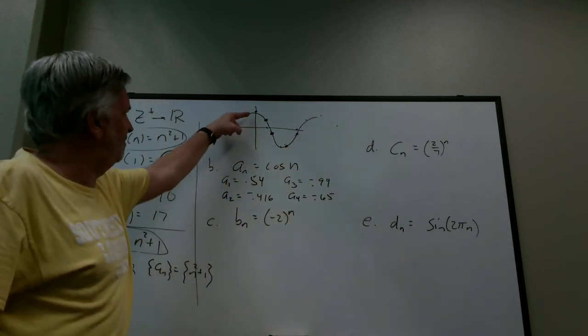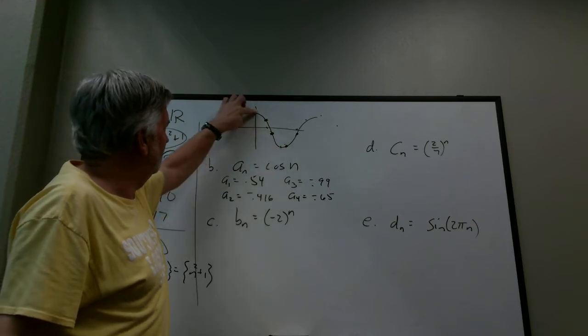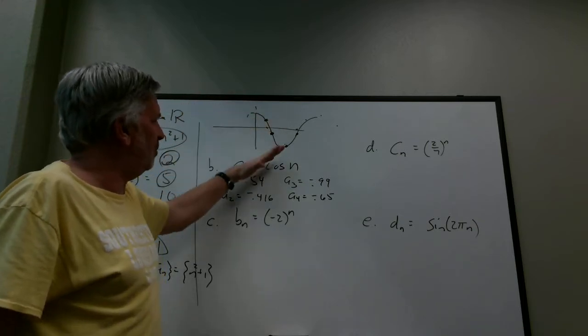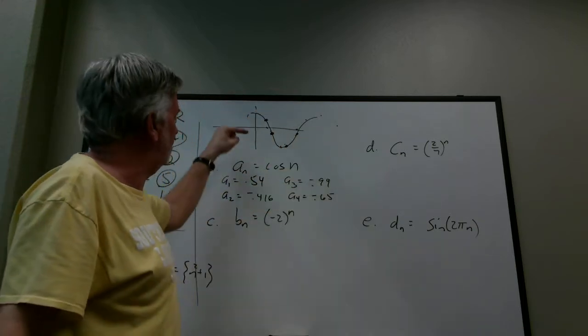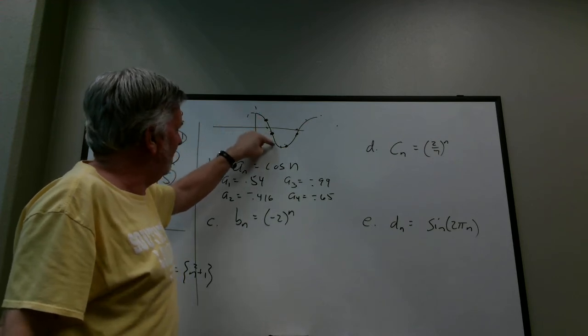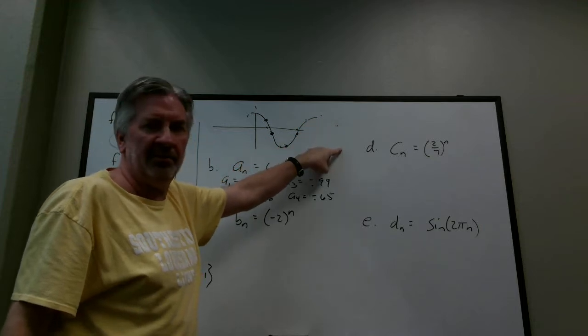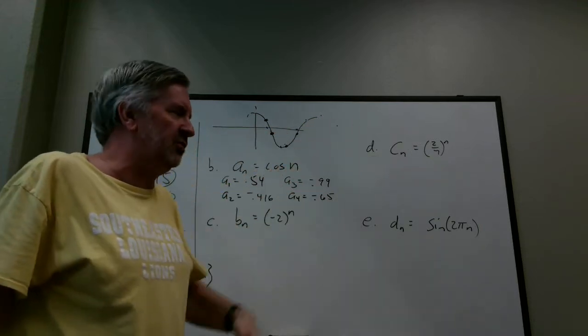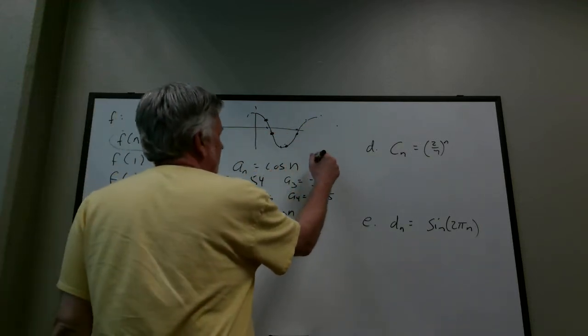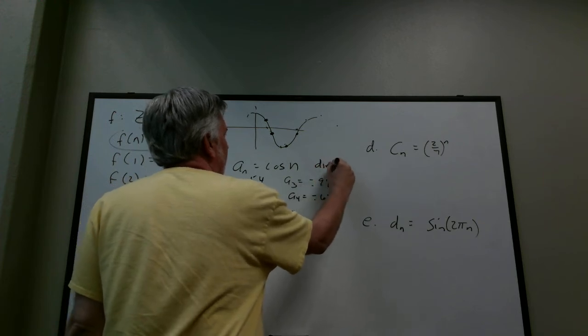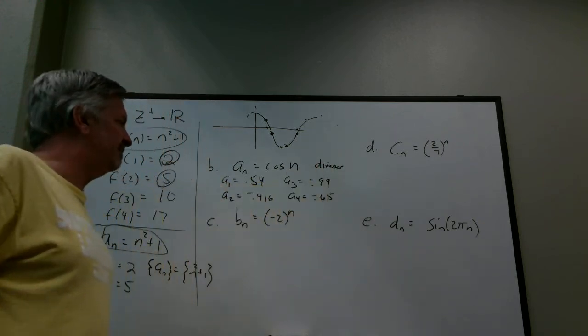Now, are these values going to approach a single number? They're not getting closer and closer. Look, we're getting close to negative 1, but then we turned around. We get close to 1, but then we turn around. They're not getting closer and closer to a single number. So this sequence doesn't converge. This sequence diverges.